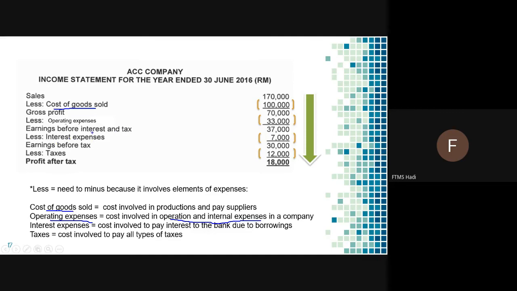You need to less interest first, because this one you need to remove later. Interest means the cost involved to pay interest to the bank for borrowings. Because the company borrows money from the bank, they need to pay interest. Since the interest needs to be paid to the bank, it's more on external, outside the company. So if you less interest, it will become earnings before tax. That means the word interest is removed, the tax is left. Then you need to less tax. Tax means the cost involved to pay all types of taxes, usually income taxes, paid to the Inland Revenue Board. So that is how the income statement works, from sales minus to become profit.